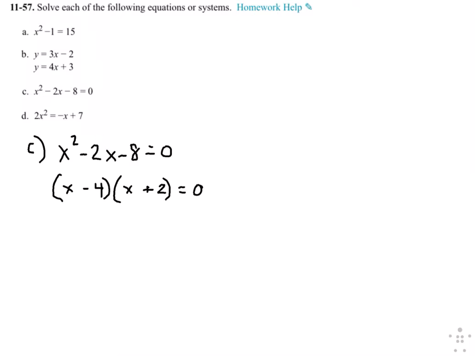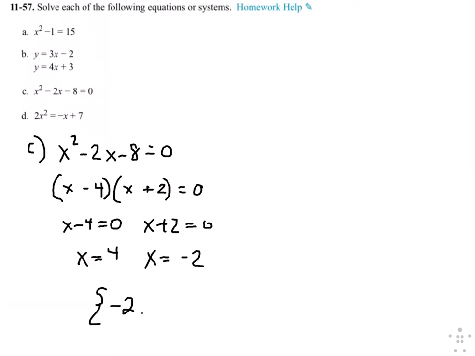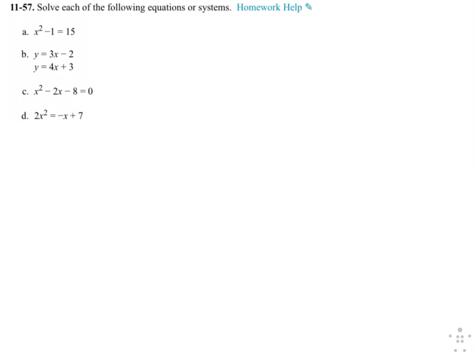So then the zero product property says x minus 4 is 0, or x plus 2 is 0. So x equals 4, x equals negative 2. So there's two solutions. This is not an ordered pair. This is set notation, right? Negative 2 or 4.